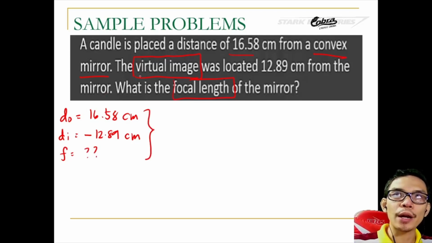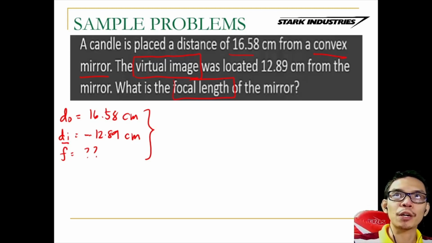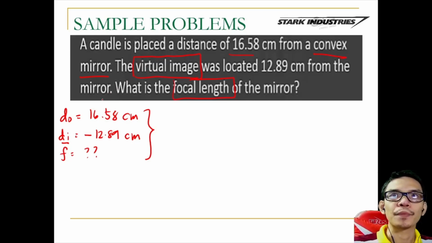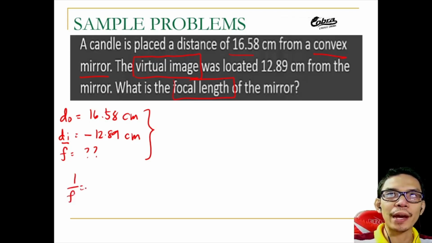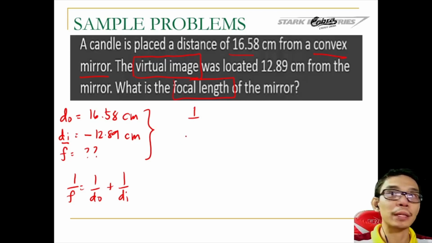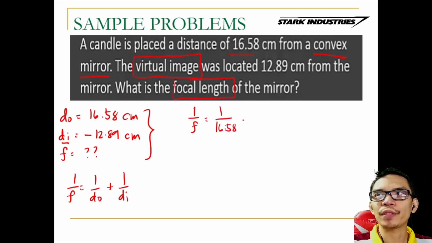Let's check our data if we are good and ready to go. All the signs are here, especially the d sub i. This negative sign is very important, because if you don't have the negative sign here, it will affect your final answer. So in this case, we will use 1 over f equals 1 over d sub o plus 1 over d sub i. Substitute the numbers that we have right there. So 1 over f is equal to 1 over 16.58 plus 1 over negative 12.89.